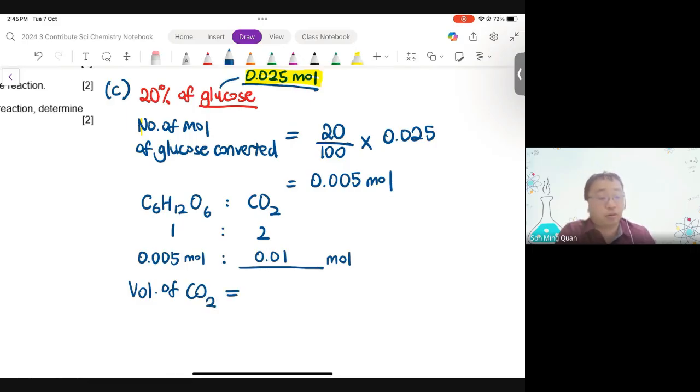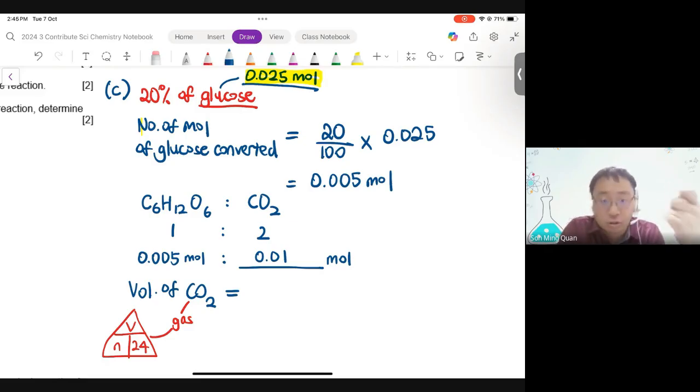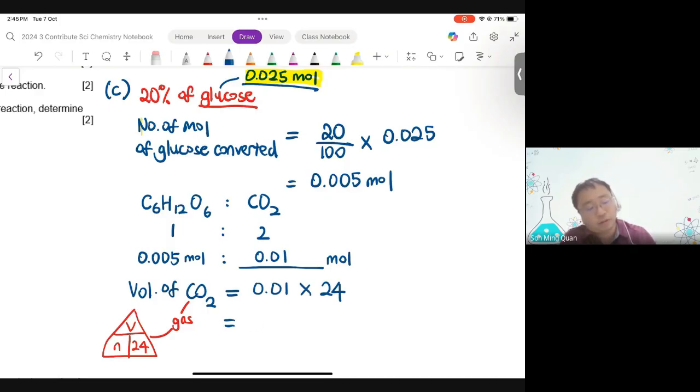How do you find volume of CO2? CO2 is a gas. Not everything is a gas, but CO2 is definitely a gas. If it's a gas, you can use V = n × 24. This is only for gases. You do not multiply by 24 if it's not a gas. So what gases do you need to know? You need to know CO2 is a gas, hydrogen, oxygen, ammonia. These are all gases. All right, so in this case, 0.01 mole times 24, which gives you 0.24 dm cube.